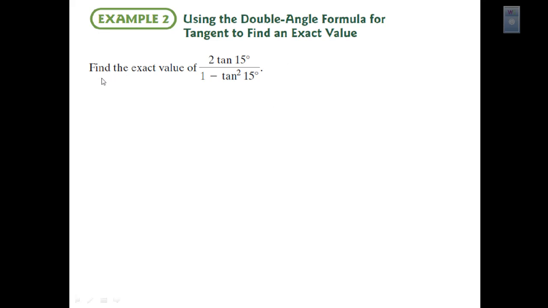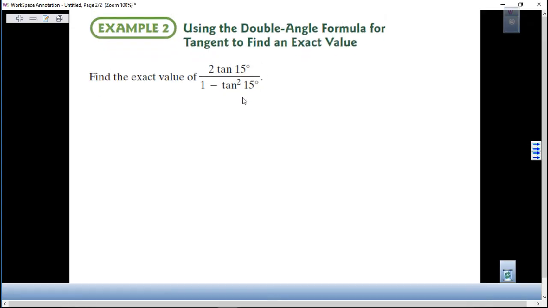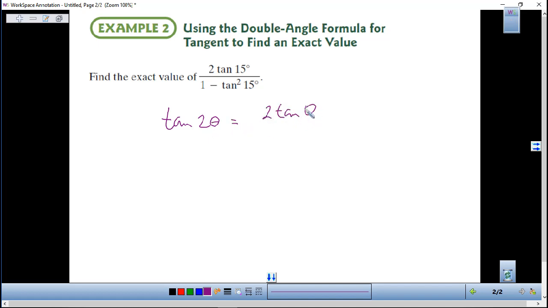All right, so find the exact value of 2 tangent 15 degrees over 1 minus tangent squared of 15 degrees. Now, this is where you would recognize things, and we're doing tangent of 2 theta equals 2 tangent theta over 1 minus tangent squared theta. And in this case, what do we know? We got 15, 15. So that's 15 here is my theta. 15 here is my theta. And then over here, what's 2 times theta?